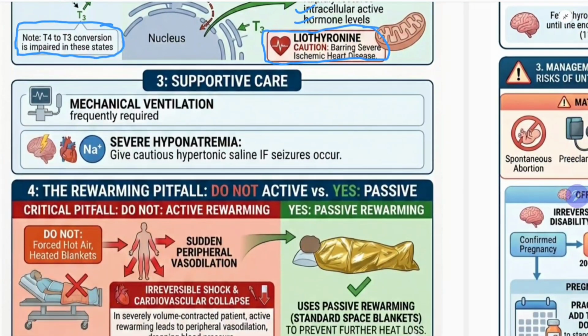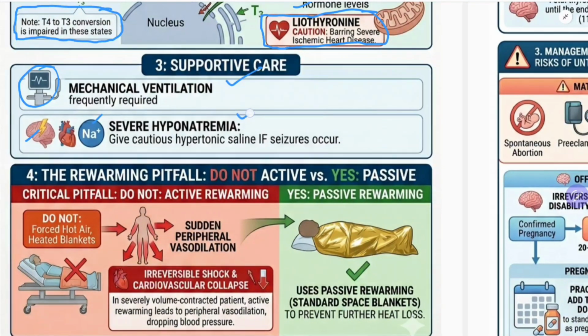What is the supportive care? You should support the ventilation of the patient. Most patients require mechanical ventilation. Treat the neuropsychiatric manifestations. If the patient has seizures due to sodium deficiency, you can cautiously use 3% hypertonic saline. So, mechanical ventilation and treat severe hyponatremia.